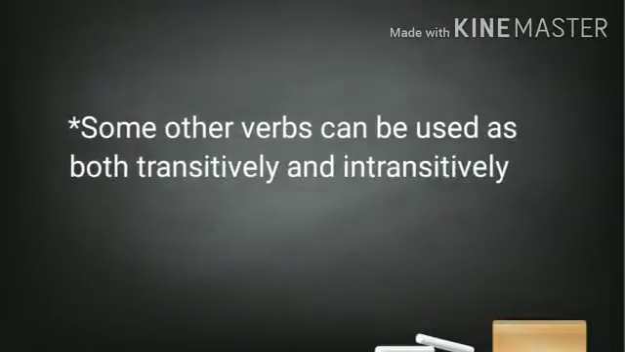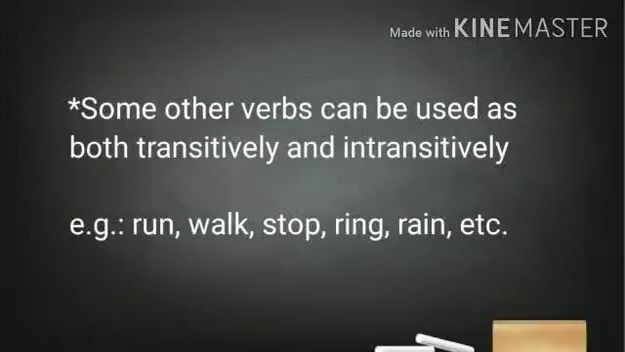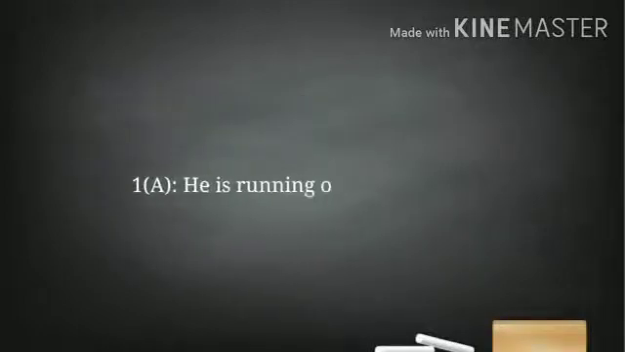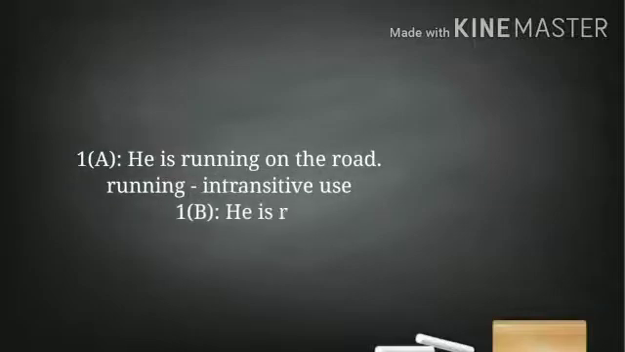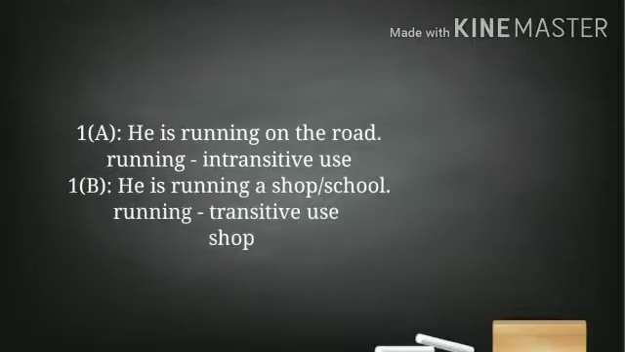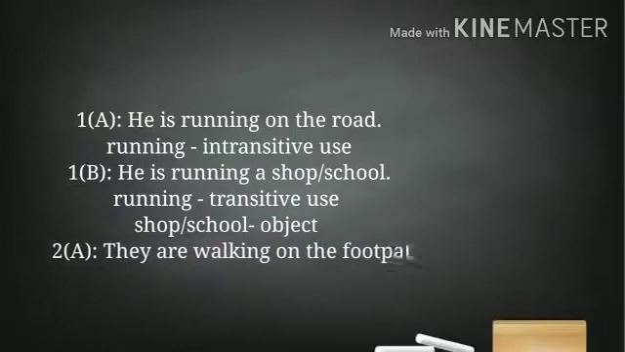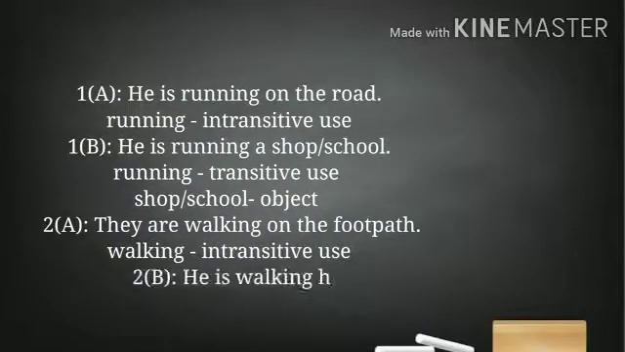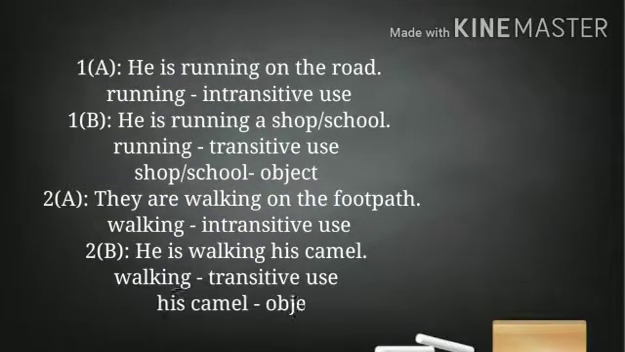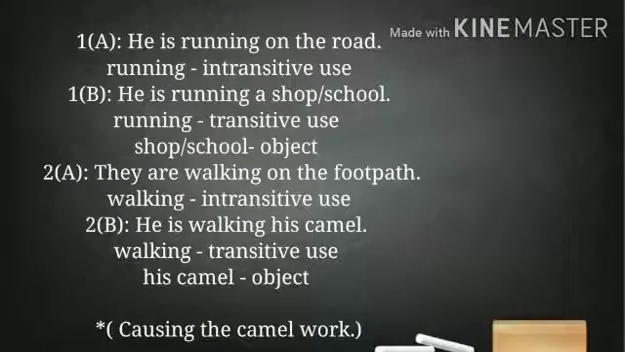Some other verbs can be used as both transitive and intransitive. For example, run, walk, stop, ring, rain, etc. He is running on the road. Running is intransitive use. He is running a school or a shop. Running is transitive because shop or school shows an object.